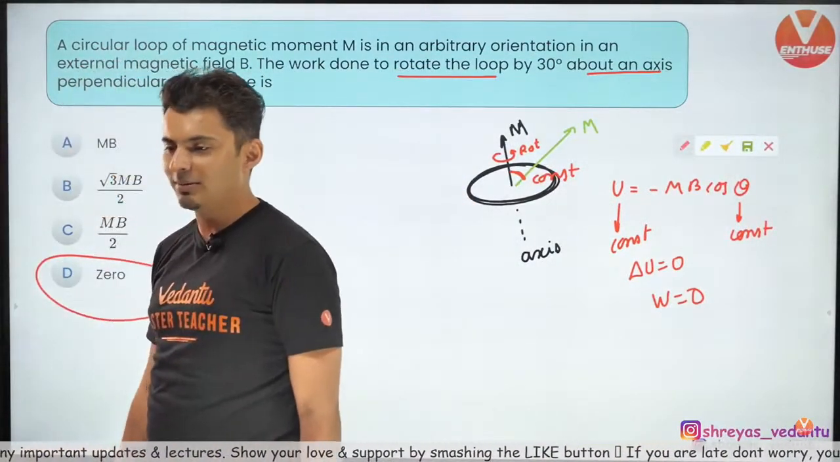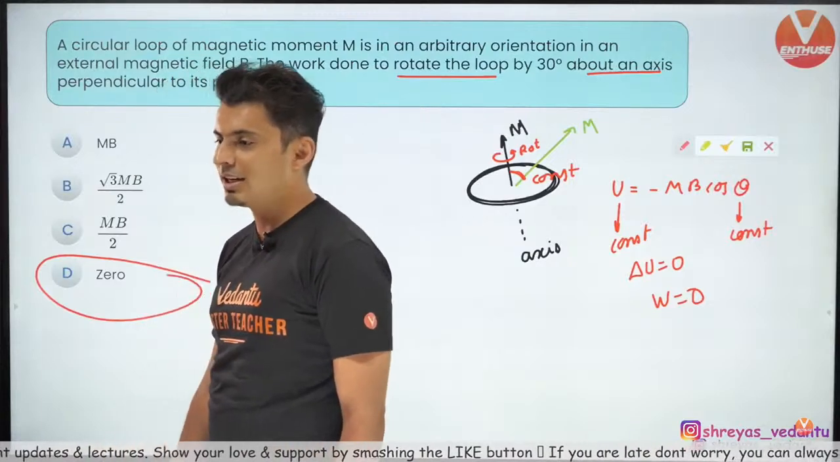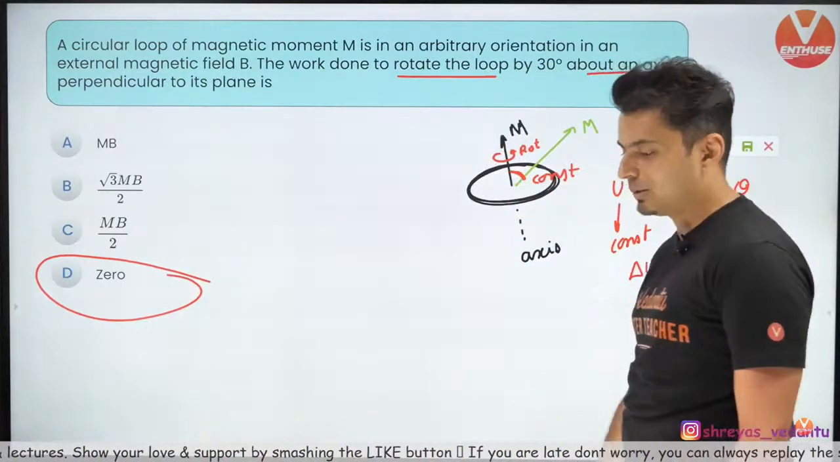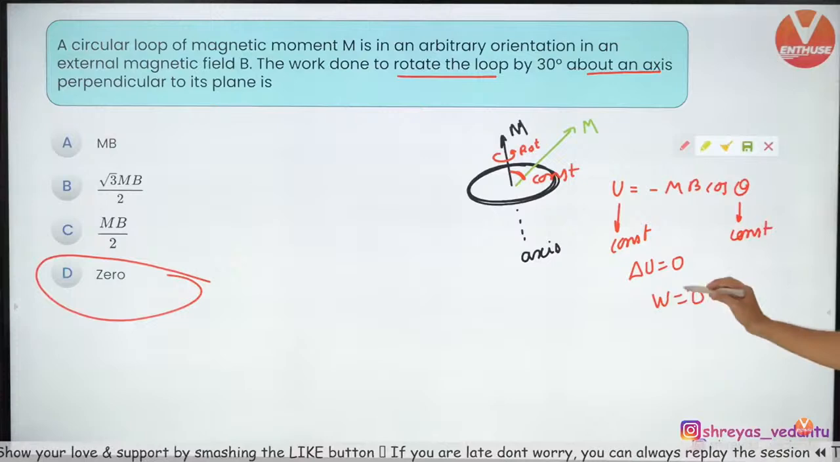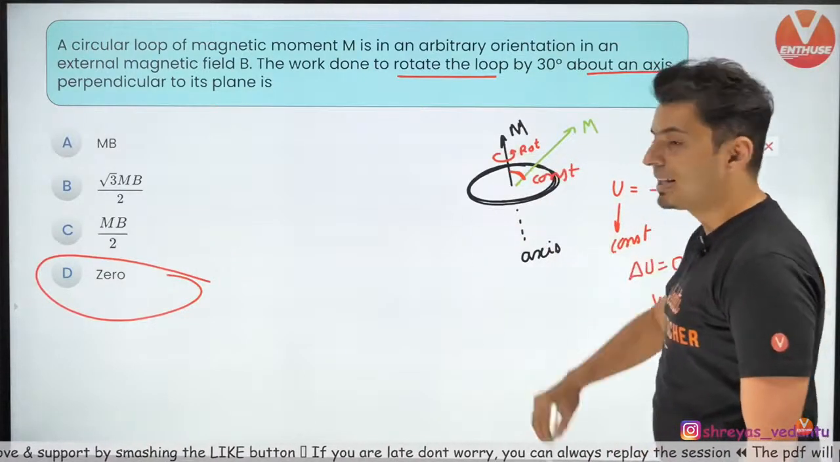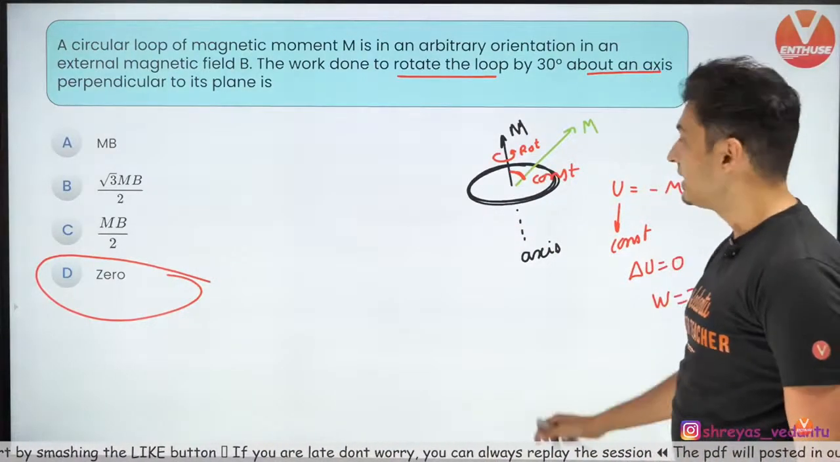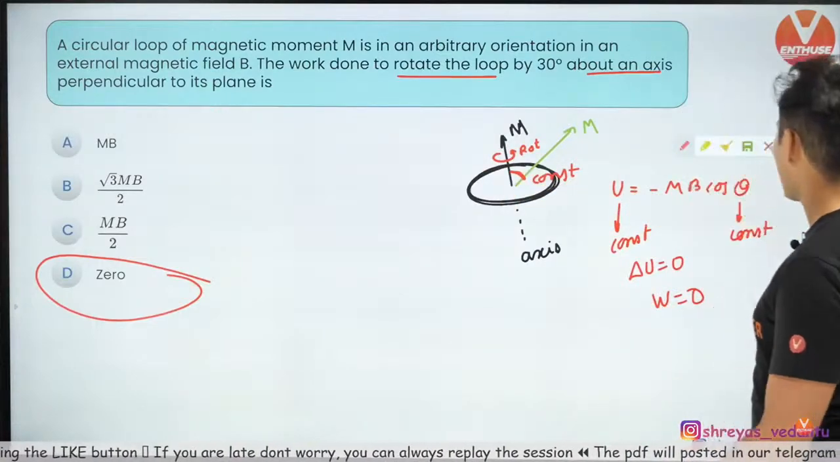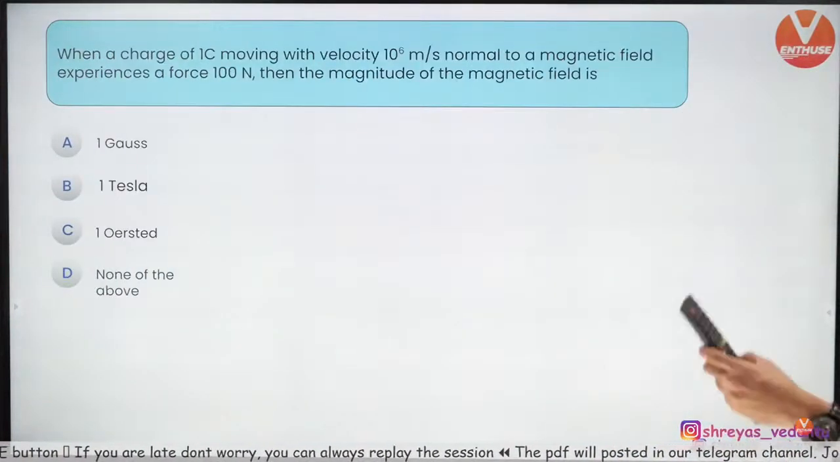Yeah, some of you now got it. Very good, Rishabh. It is not mb or root 3 by 2 or by 2. Be careful. It has been rotated like this about the axis. You will lose marks. It has not been turned this way. Okay, moving to the next question.